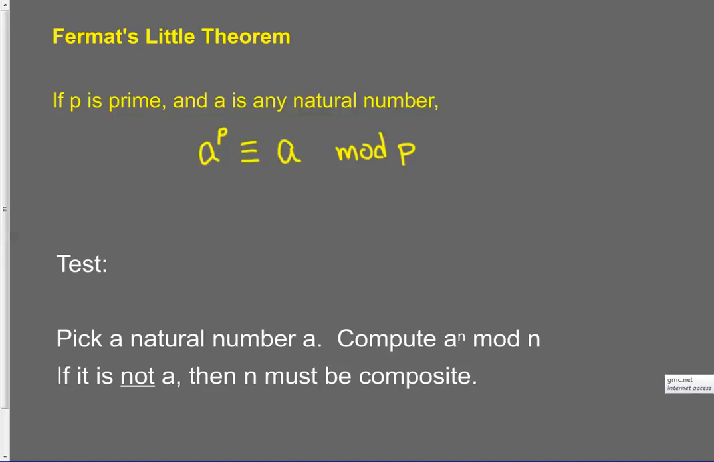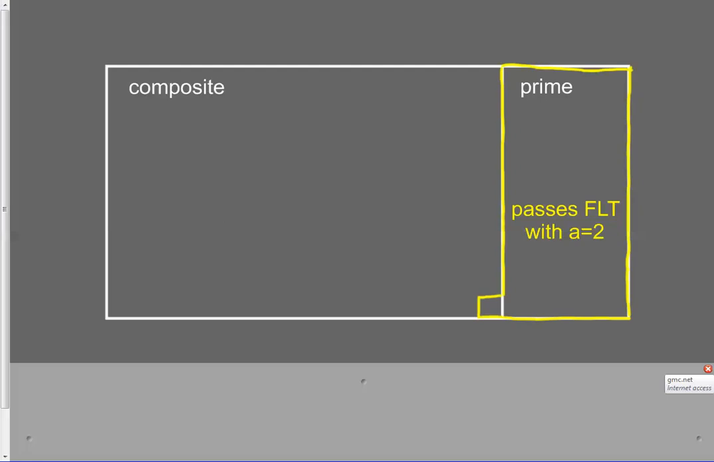However, it's not a complete test. It does have false positives, and we mentioned that at the end of the last video. Just to go over that again, if we do a Venn diagram of all numbers and we have the composites separated from the primes, and let's take a equals 2 as a first example. That's the smallest a we can take.